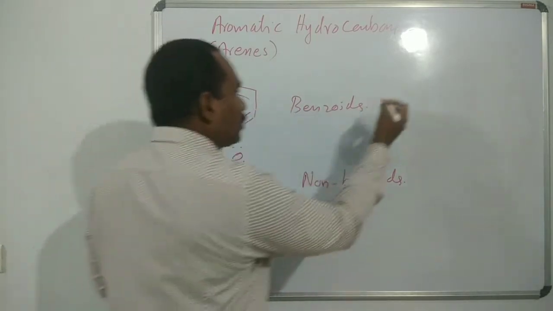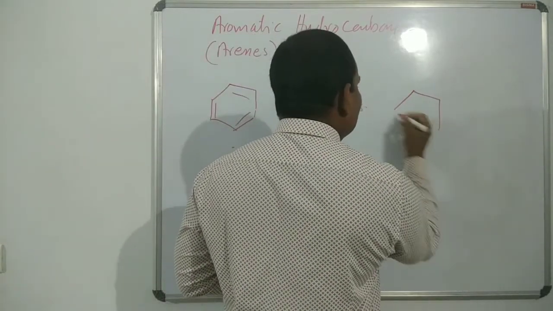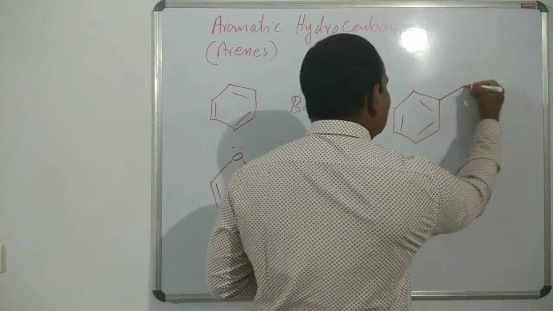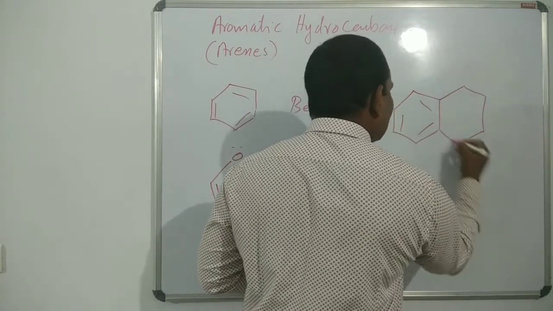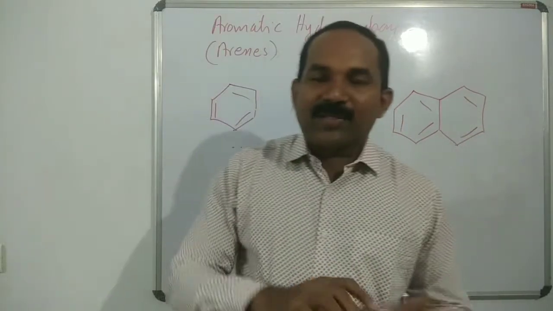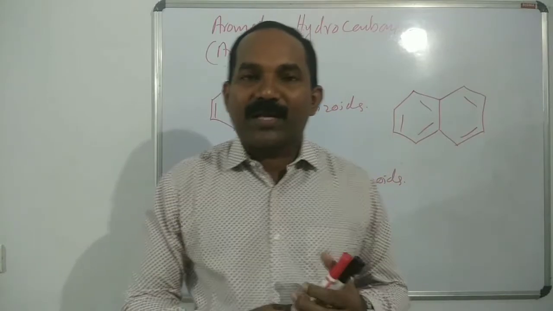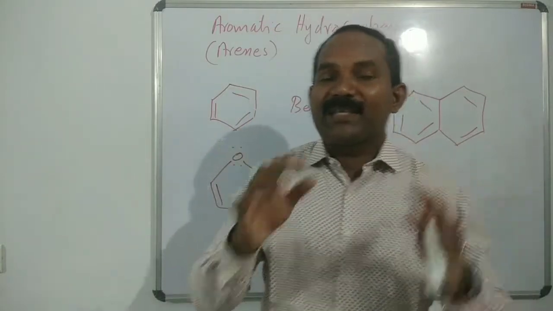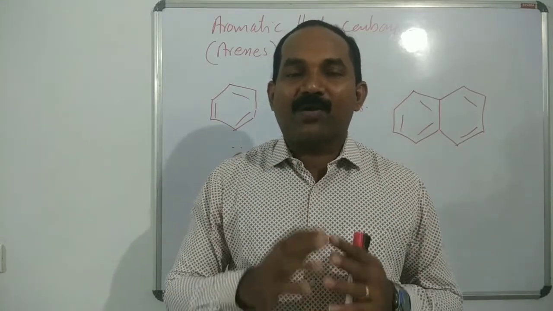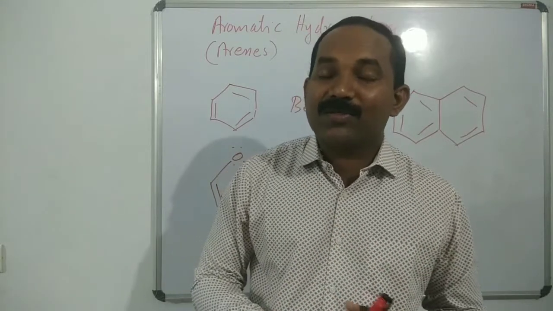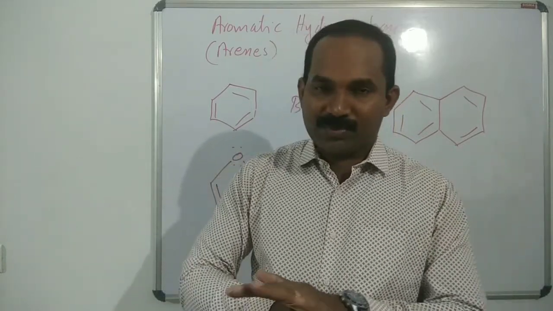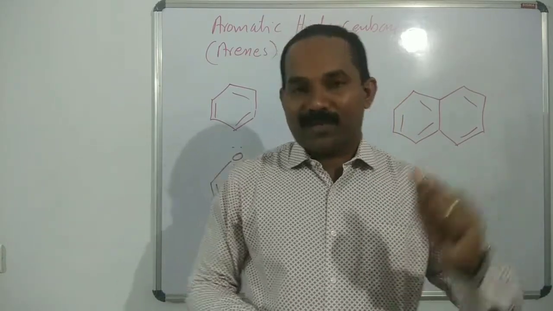Another compound is naphthalene. It is a benzoid. Two benzene rings are fused, two benzene rings are joined. So what are benzoids? Benzoids are aromatic compounds that contain a benzene ring. Non-benzoid means the aromatic compound does not contain a benzene ring. So there are two types of aromatic compounds, benzoid and non-benzoid.